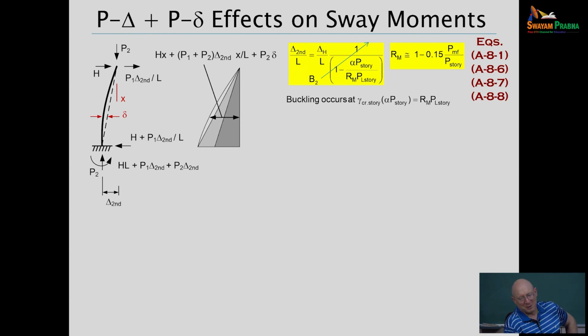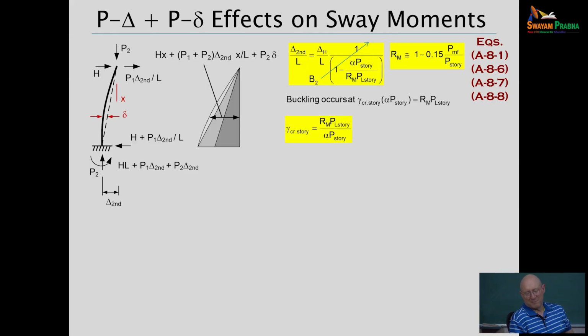Again, we can do the same thing with buckling. Okay, so when do we get buckling? Well, the amplifier becomes unbounded. So if we put a gamma critical to scale up our alpha P story in the equation, when gamma critical times alpha P story is equal to Rm PL story, we would have buckling. So it means Rm times PL story is our side sway buckling load of the story. Appendix 8 calls that P subscript E story, PE story, for the story side sway buckling load.